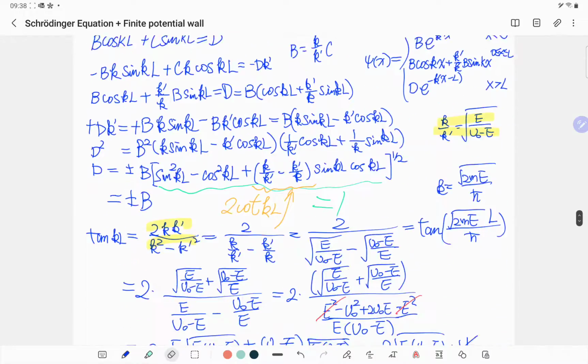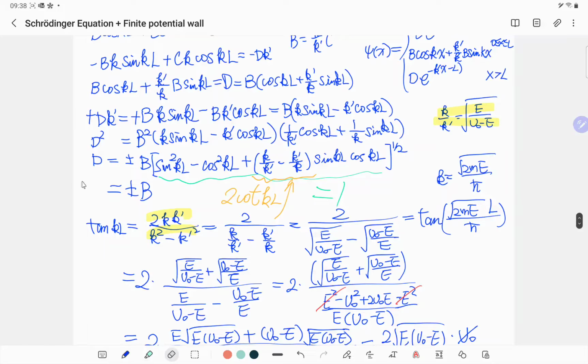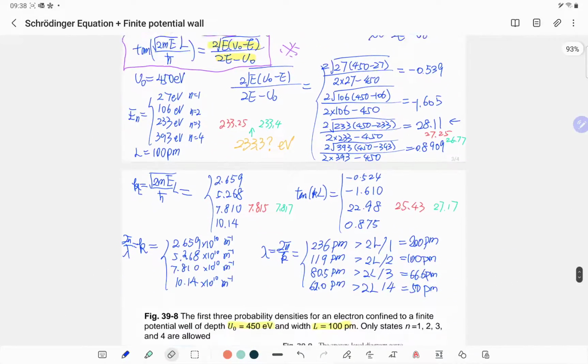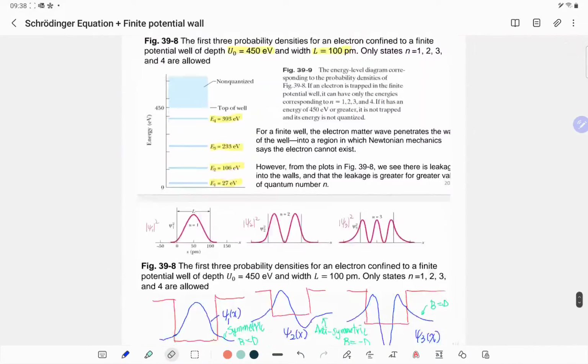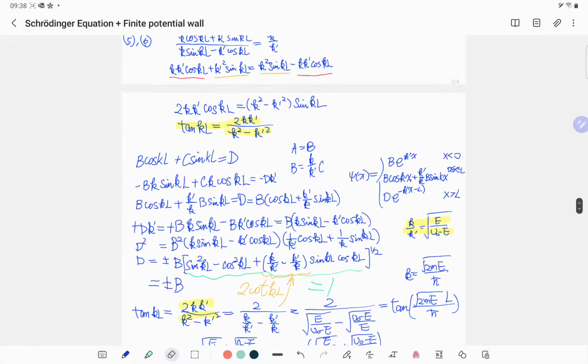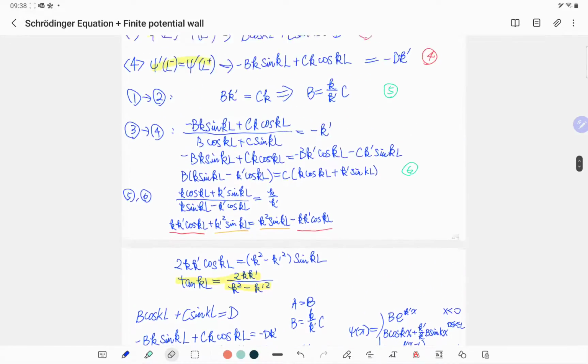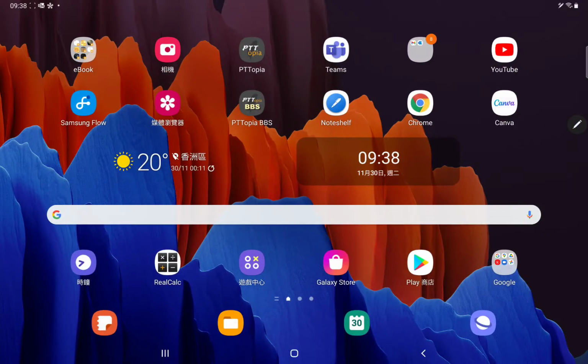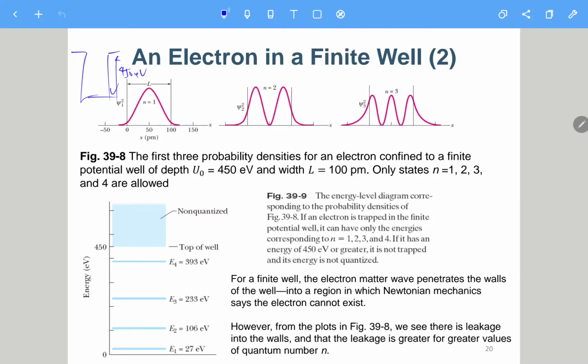This is why when we try to solve up to here, we have d equals plus or minus b. For d equals b, it is the symmetric case. For d equals negative b, it is the anti-symmetric case. If you have interest, you can contact me to get the derivation of this, but I don't think it's very important. Just to let you know, almost every equation or number can be derived.